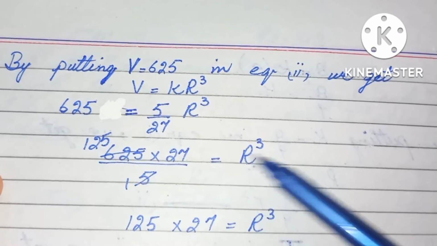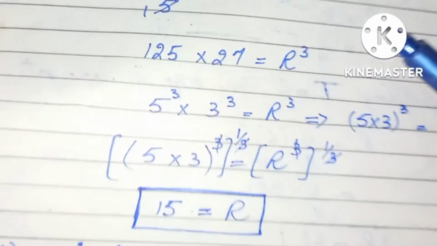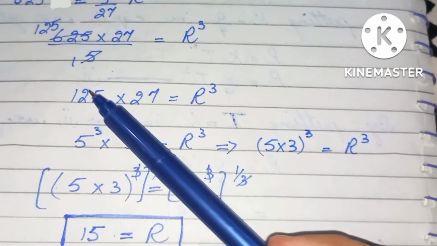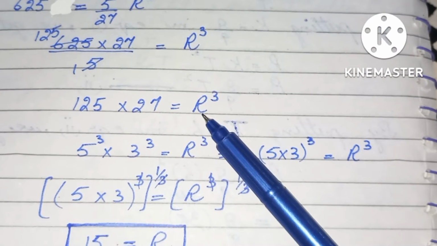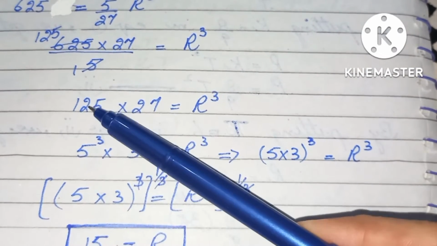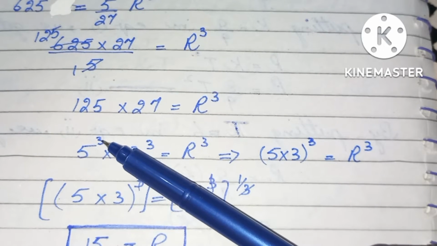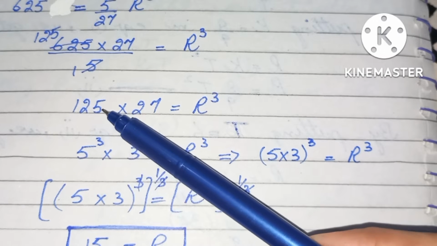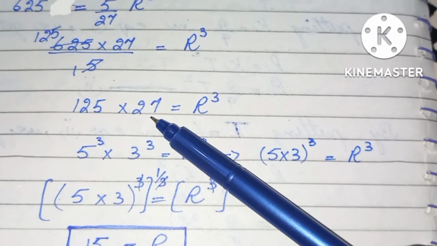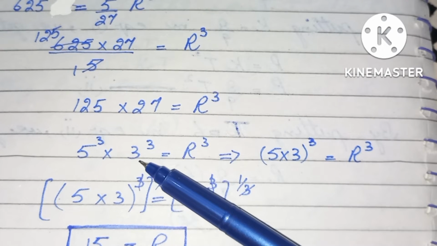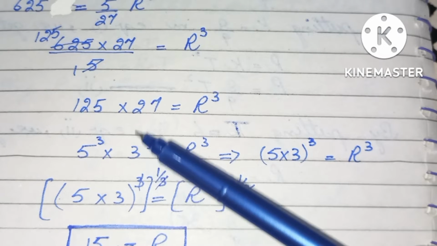125 multiply with 27. So 125 multiply 27 equals to R cube as it is. 125 is the cube of 5. 5 को 3 times multiply करें. 5 multiply 5 multiply 5, it becomes 125, and 27 is the cube of 3. So 3 multiply 3 multiply 3, it becomes 27.